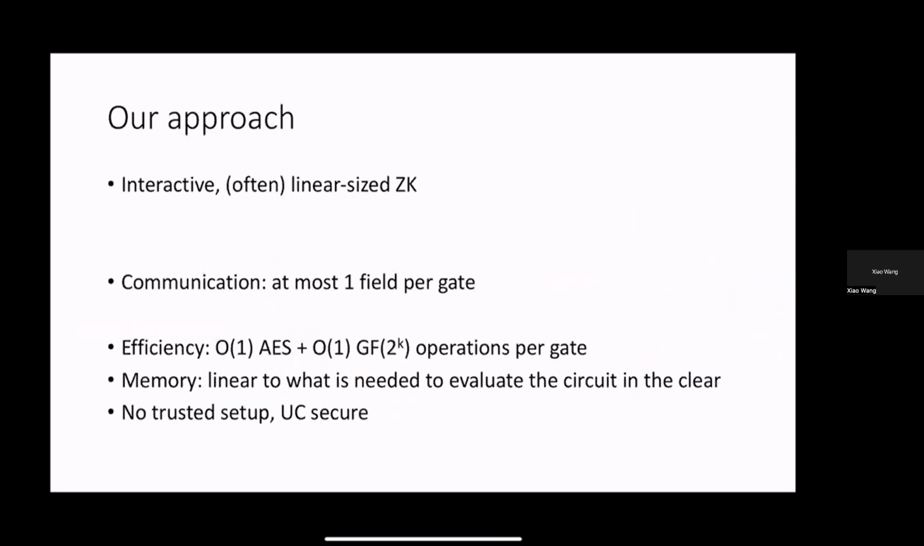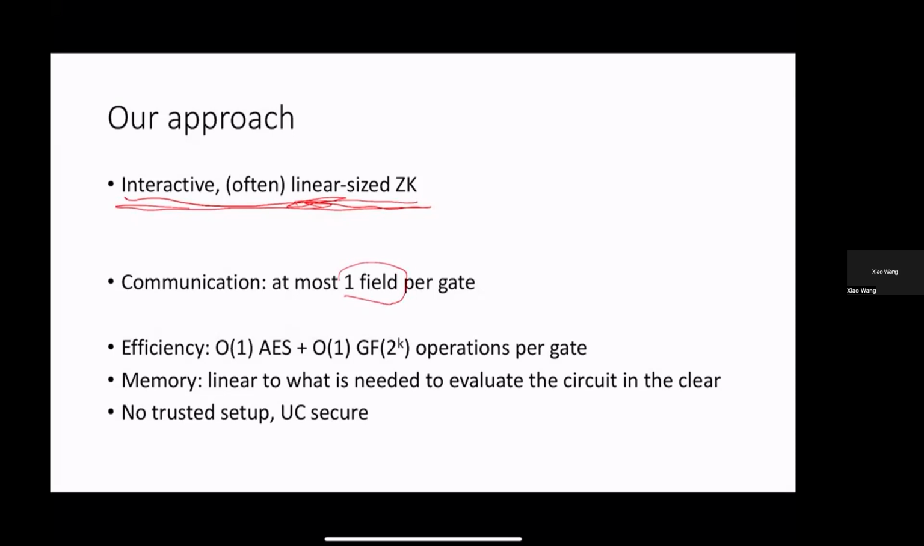So what I will talk about today is a very different type of zero knowledge compared to existing ones. First, on the drawback side, it is interactive, and the size of the zero knowledge proof is often linear to the circuit size, but not always. Although it's linear, the underlying constant is very small: it only requires one field element per gate. When I say linear, the constant is one.